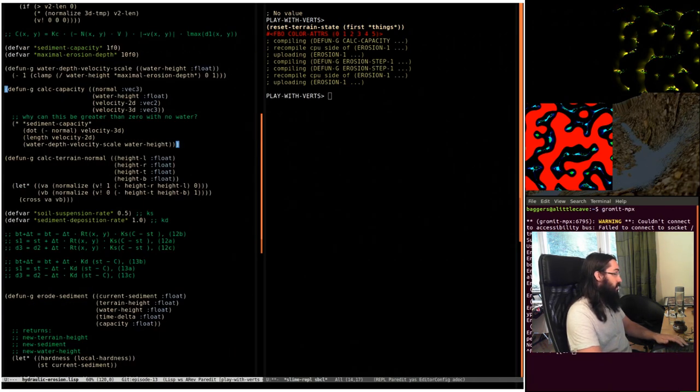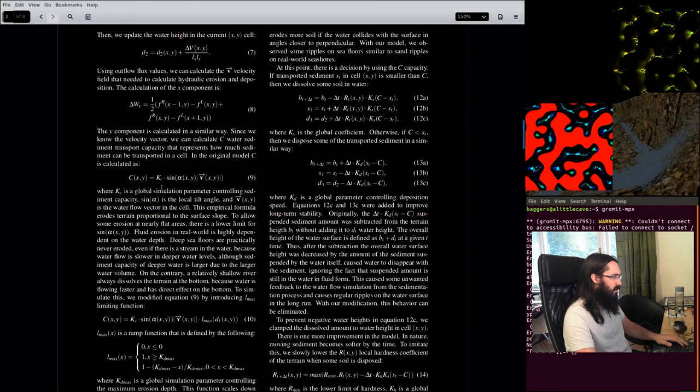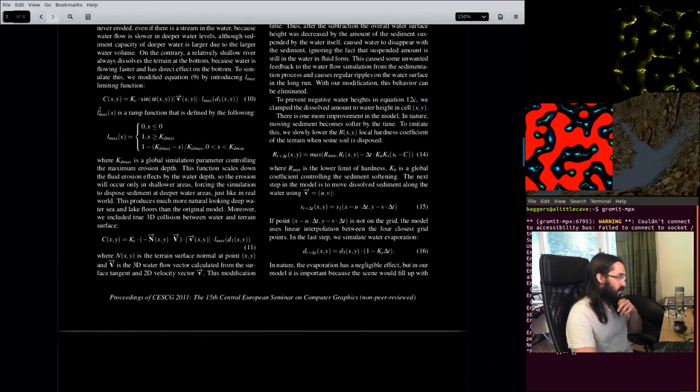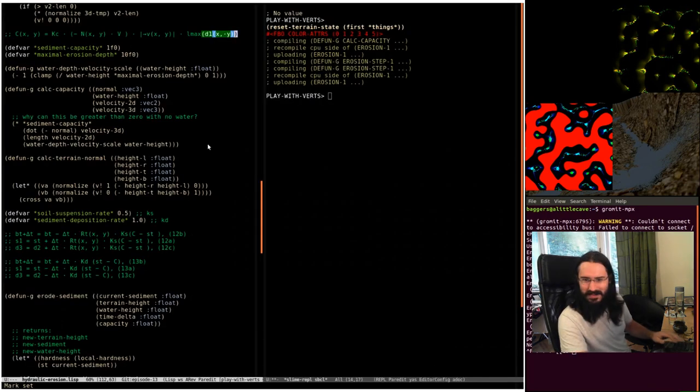I suppose it's worth looking at this capacity function again and just making sure I haven't done anything really stupid there. Oh, actually, here it is. Capacity is the KC, which is the sediment capacity, negate normal at the current position, dot producted with the 3D velocity, multiplied by the magnitude of the 2D velocity, and again, multiplied by the L max, which I can't remember what that was, but oh, L max must have been that ramp function based on depth of the water. So let's just make sure that's correct. The final capacity one, yeah, L max, where L max is a ramp function, defined by this. Yep, that's correct. Damn it. Why are we correct? Makes things difficult.